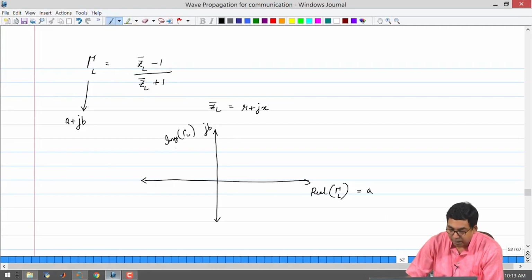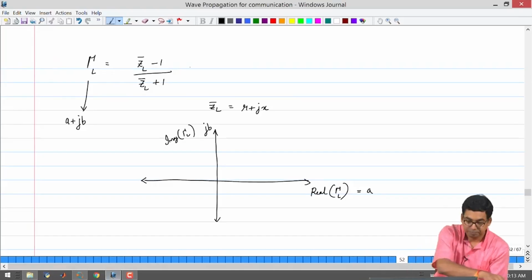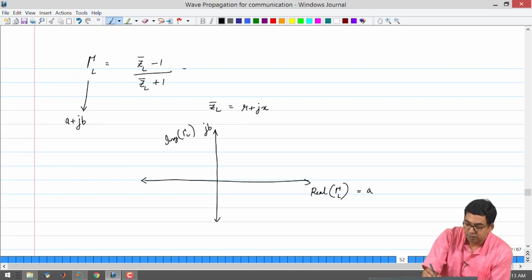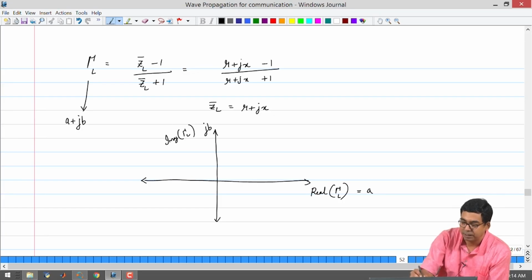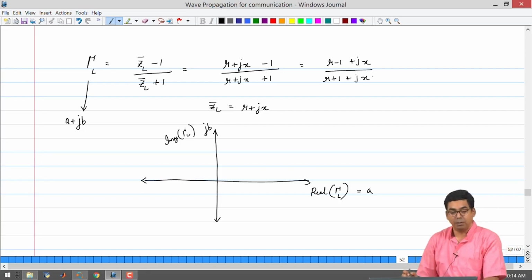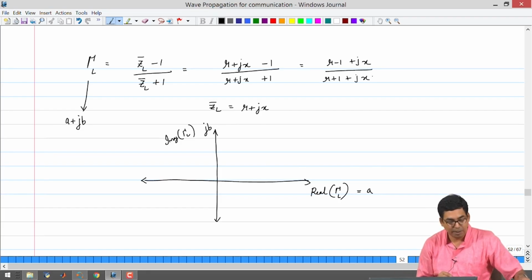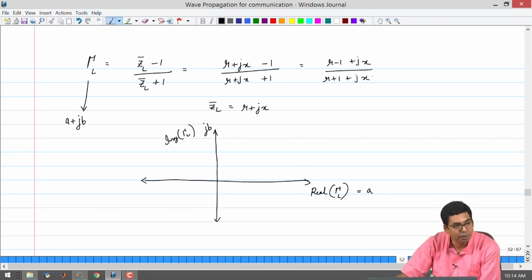So, the formula that we have is ZL bar minus 1 divided by ZL bar plus 1. You could also substitute for ZL bar, you could say that this is R plus jx minus 1 divided by R plus jx plus 1. You could just bring the real parts together, imaginary parts together, right. You could write this as R minus 1 plus jx divided by R plus 1 plus jx. Okay. So, the formula for calculating the reflection coefficient is R minus 1 plus jx divided by R plus 1 plus jx, where j is the square root of minus 1.